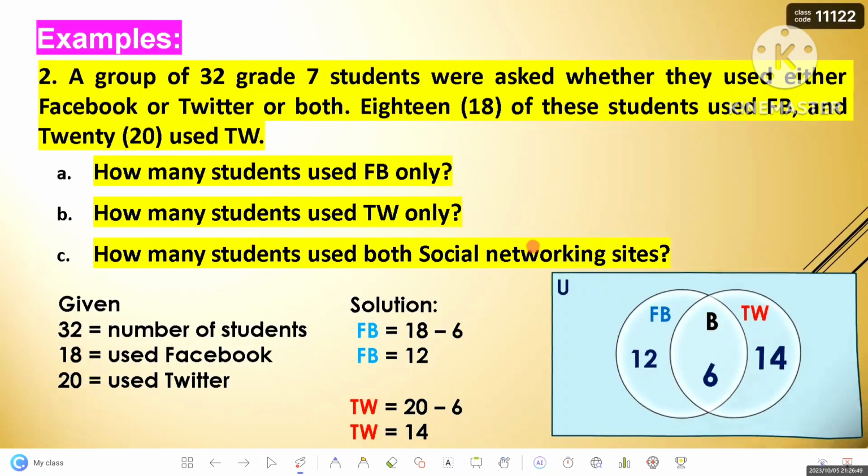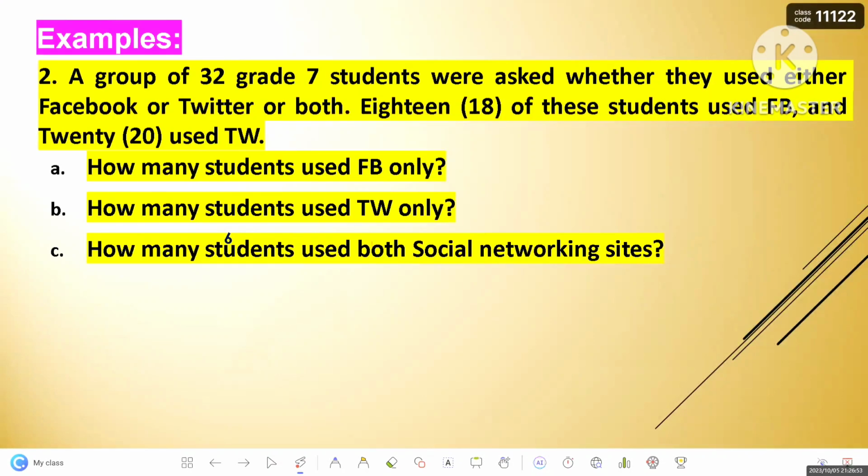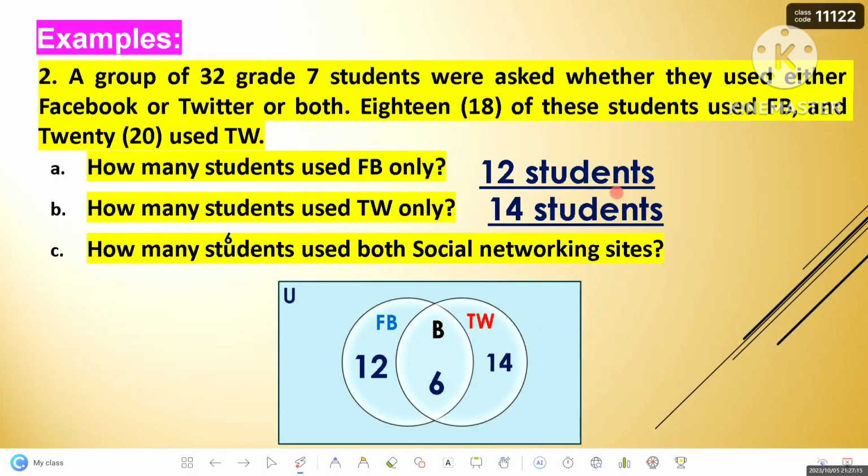Now, let's answer the questions. How many students use FB only? Using this Venn diagram, FB only, we have 12 students. That's correct. Letter B. How many students use Twitter only? According to our universal set, we have 14 here. Tama kaya? Yes, 14 students only. That's correct.